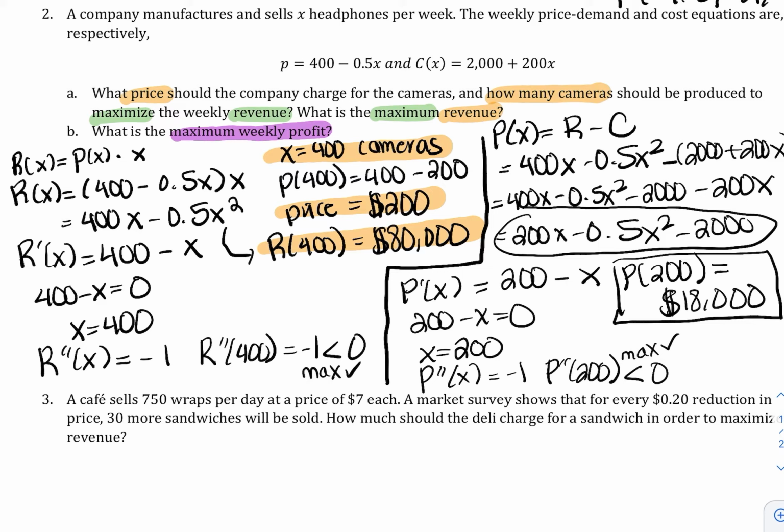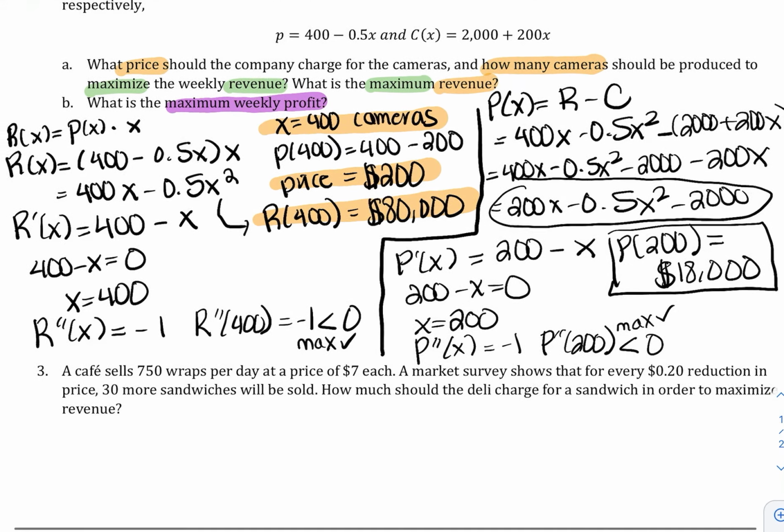But what I really, really want you to be careful of here is what function I'm taking the derivative of based on the wording of the question. In part A, they were asking me for the max revenue, so I had to take the derivative of the revenue function. And in part B, they were asking me for max profit, so I had to take the derivative of the profit function. So that's the key. You have to really read what they're trying to ask you to optimize.